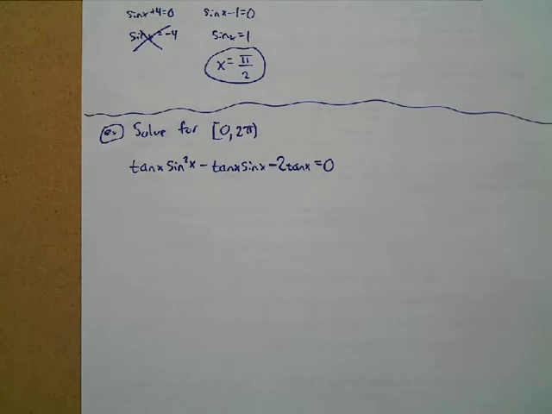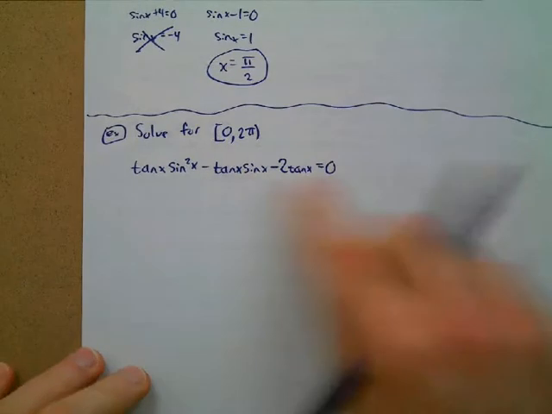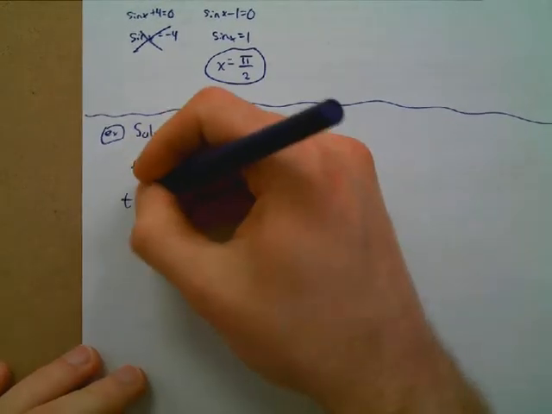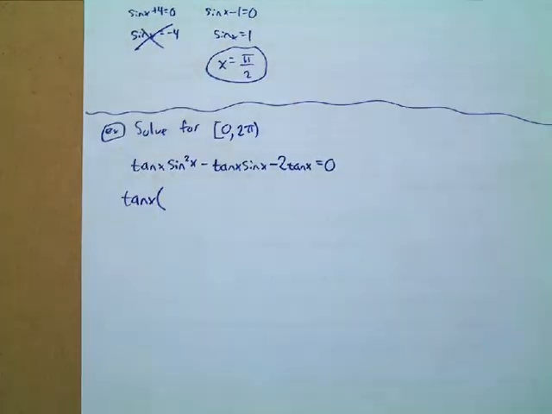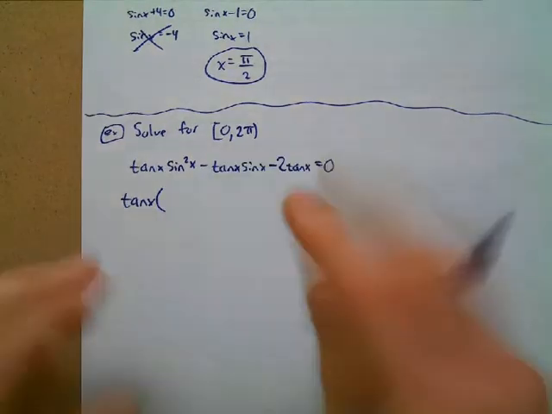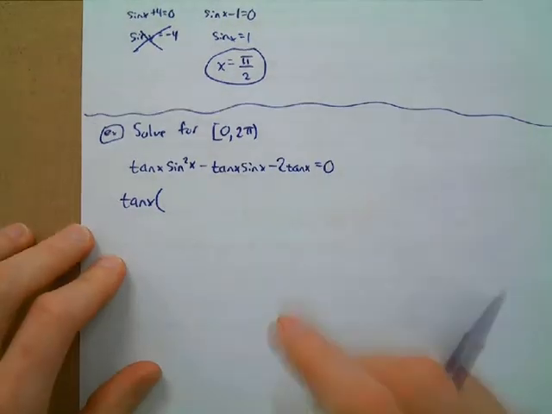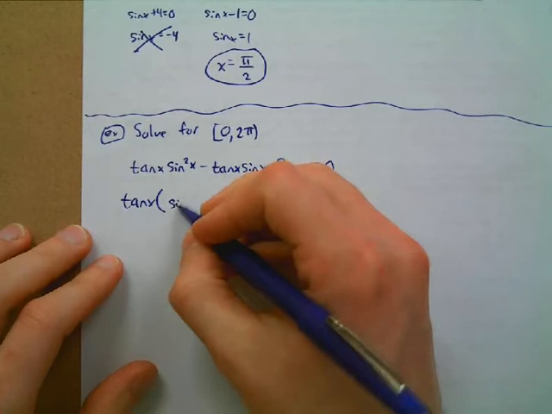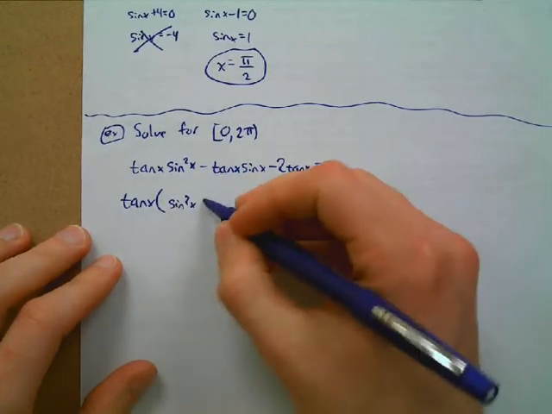So take out a tangent of x. What's going to be left behind, Brian, when we do that? Yeah, so I take out the tangent x, and then what's still in the parentheses? Sine squared x. Uh-huh. Minus sine of x. Uh-huh. Minus 2. Okay, great.